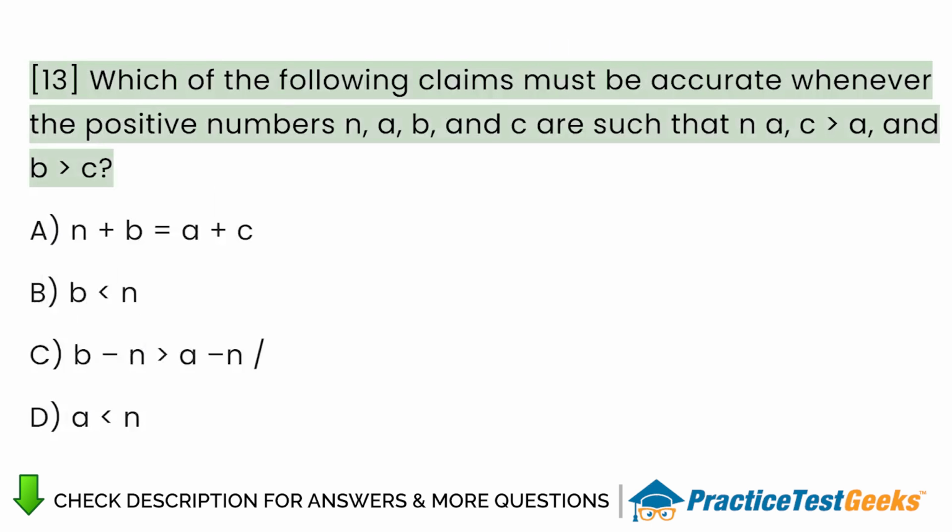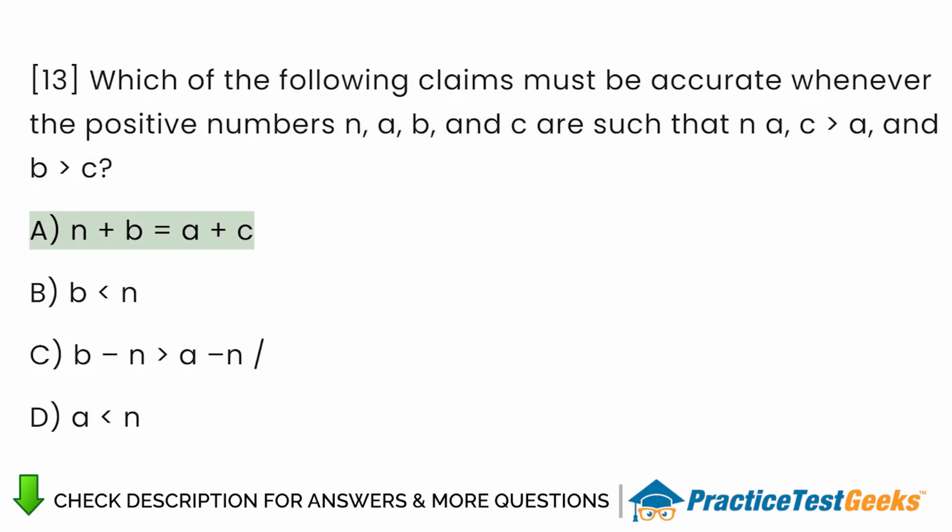Which of the following claims must be accurate whenever the positive numbers n, a, b, and c are such that n, c greater than a, and b greater than c? A, n plus b equals a plus c. B, b less than n. C, b, n greater than a, n. D, a less than n.